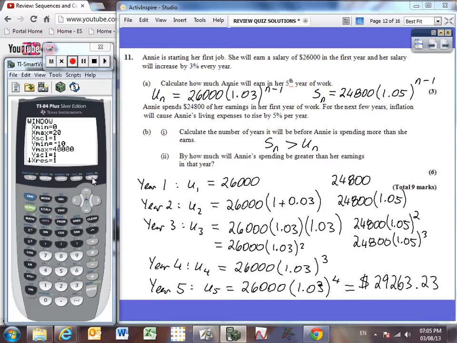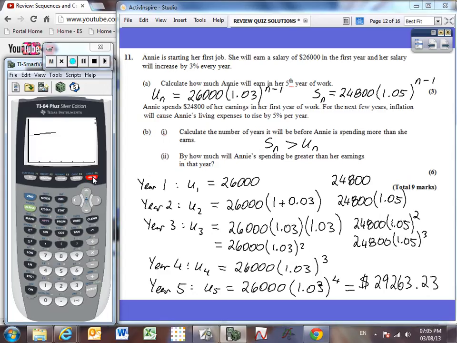Alright, let's see what happens when I graph this. So there's the amount that she was spending, and there's the amount that she's earning. It's not a very good picture. It looks like there's a lot of action happening in this area. So I'm going to go back to my window, and I'll change my x max to something like 6. Now let's have a look.